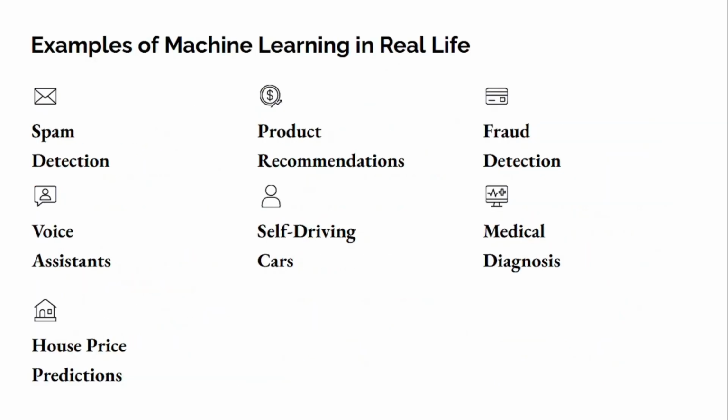So, examples of machine learning in real life: we see spam detection, of course, we know that from our messages, from our mails. We see product recommendations, where the AI learns that, oh, you viewed this particular product, you stayed on this page for maybe a minute or 2 minutes. That must mean you really like this product. You know what? I'll recommend something similar to it. That's how product recommendation works.